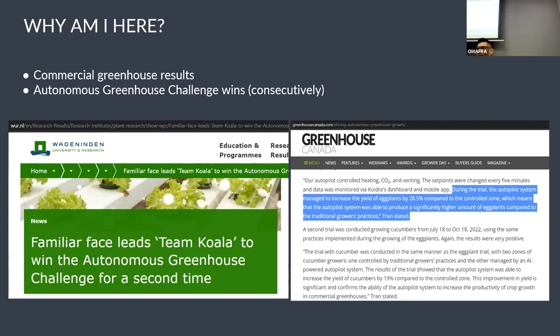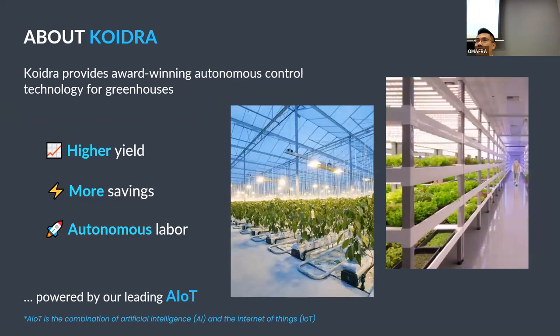So that's the background about myself. Why am I here? Koidra has demonstrated a few successes in both public competitions as well as commercial results that we are going to talk about with Greg Lex, and Mark can also provide some of his remarks. That's why I'm here. And before I dive into the AI and autonomous growing technicalities, I want to give you some flavor about what Koidra does.